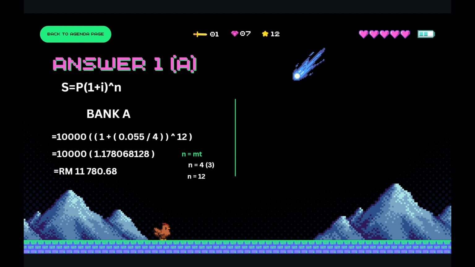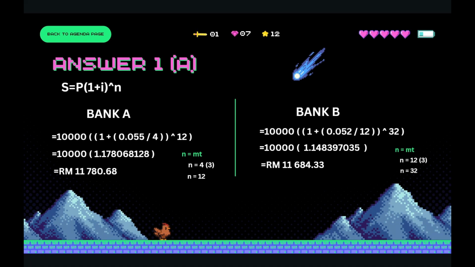What for bank B? We must use the same face value which is RM10,000 ringgit in bracket 1 plus 0.052 over 12 and to the power of 32. 1.148397035 times 10,000 ringgit. So the final answer and the final investment will get RM11,684 ringgit and 33 cents.